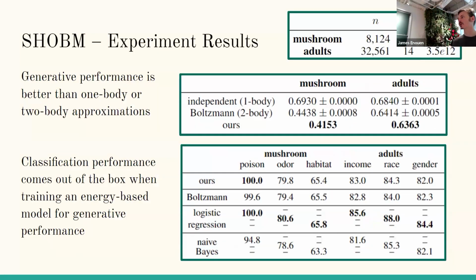And then here are our real world experiments. We see that our model is able to get better performance than either the 1-body or the 2-body distribution in terms of this generative model scoring. And we also see that the classification performance comes out of the box when we train a generative model. We can compare against logistic regression, for instance, which performs the best, but we have to train a new regression model each time for each new feature we want to predict. Whereas the generative model is like an energy-based model, and it can automatically predict all of these at the same time.